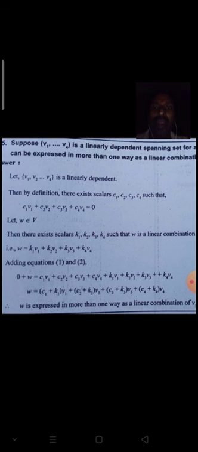Suppose v1, v2, and so on up to v4 is a linearly dependent spanning set for a vector space V. Show that each w in V can be expressed in more than one way as a linear combination of v1, v2, and so on up to v4. Solution.